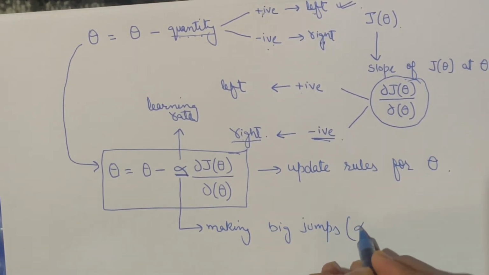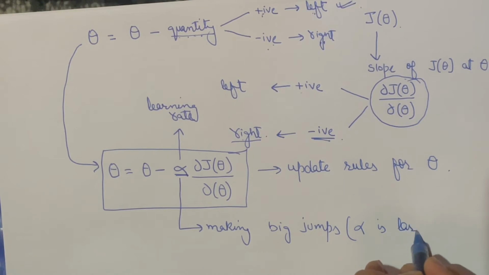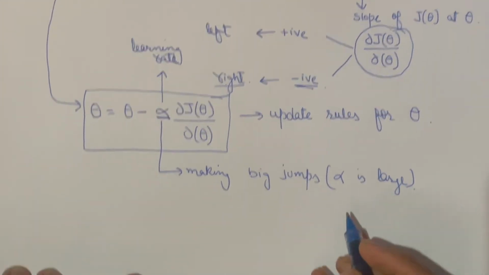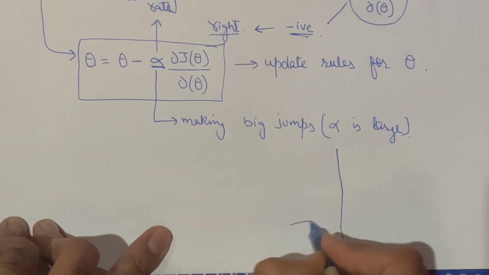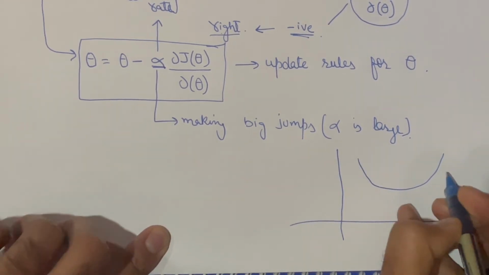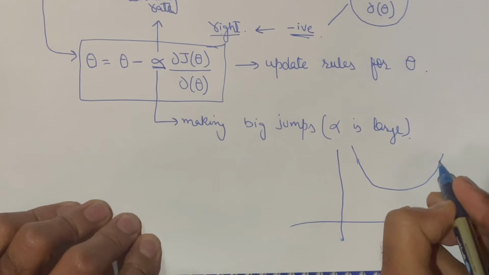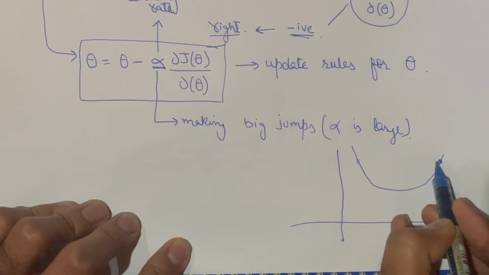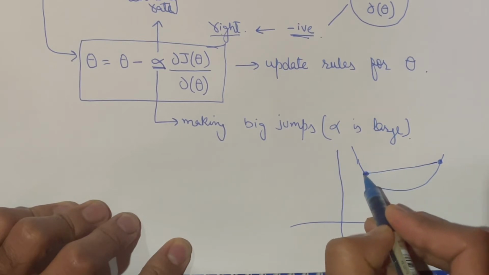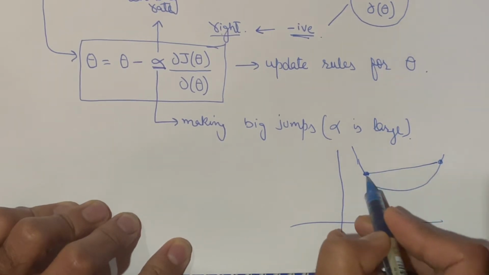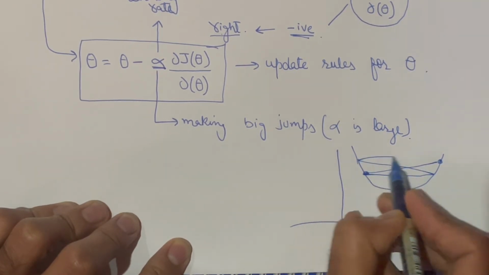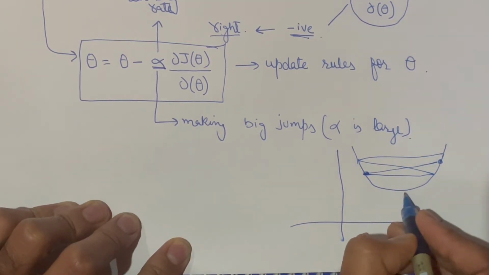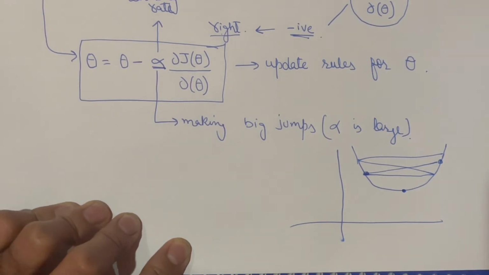So if alpha is large. Okay, so this was our graph. This was our, let's suppose, initial theta. Now if I am making big jumps, it is possible that the next theta is here. New big jumps, another time here, here. It is moving like this. So there is a possibility that it will not reach the minimum.